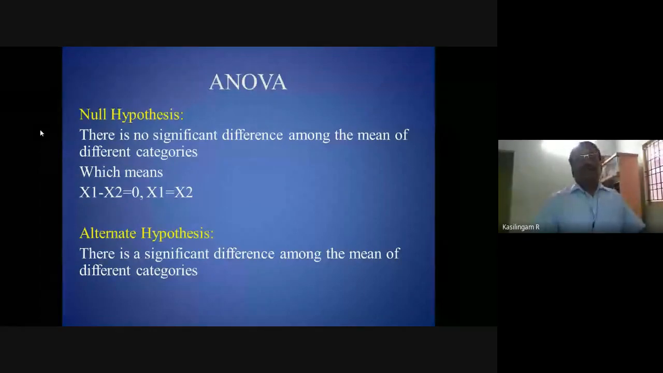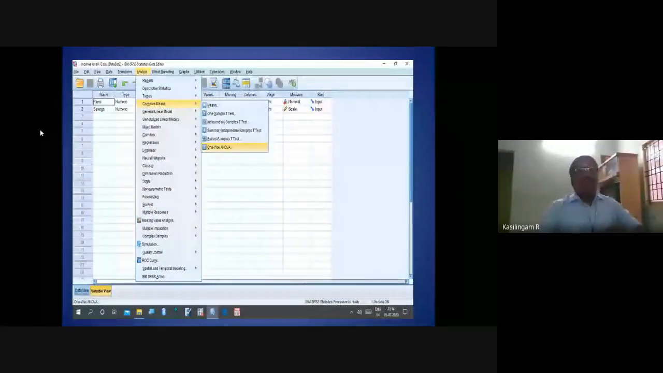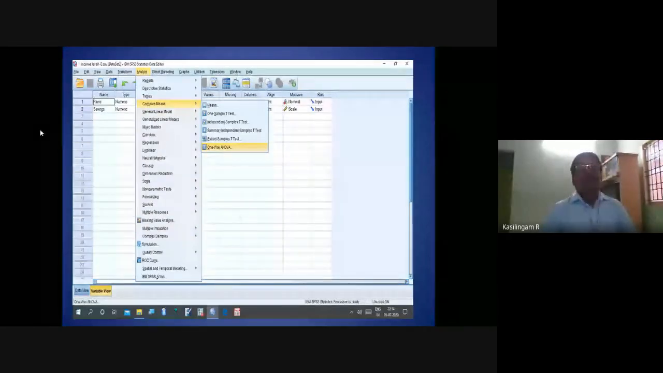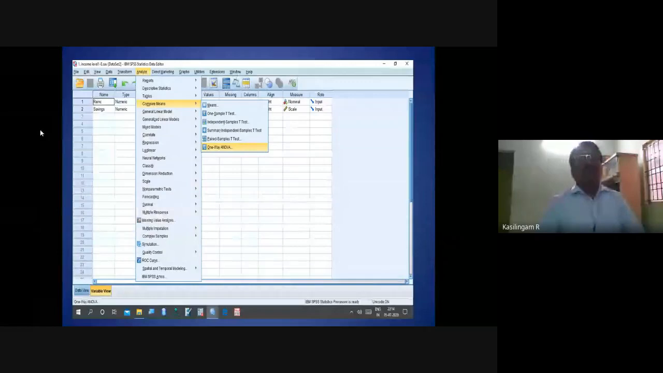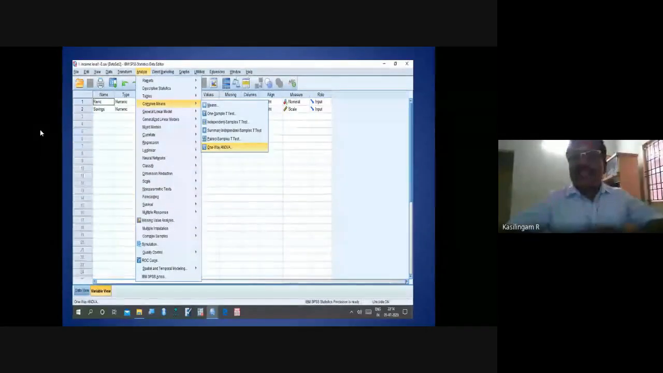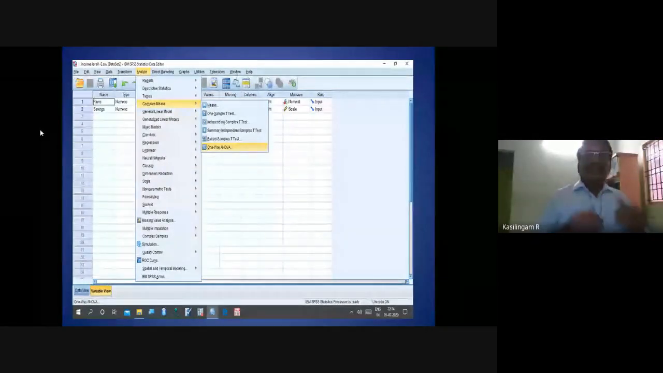Now we will go to the data set. Before I go to the data set, let me tell you what I have to do. I have to go to analyze. Since I am going to compare means of 3 different groups, I have to go to compare means. So ANOVA mean, compare means.